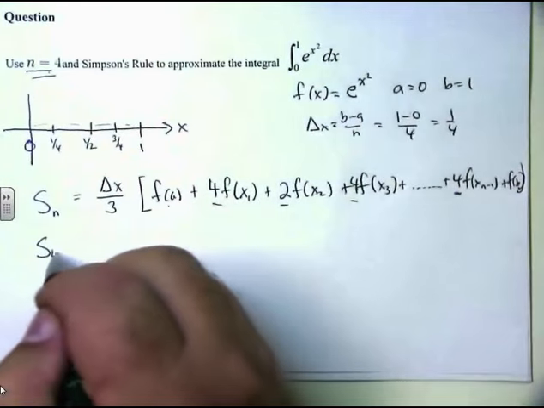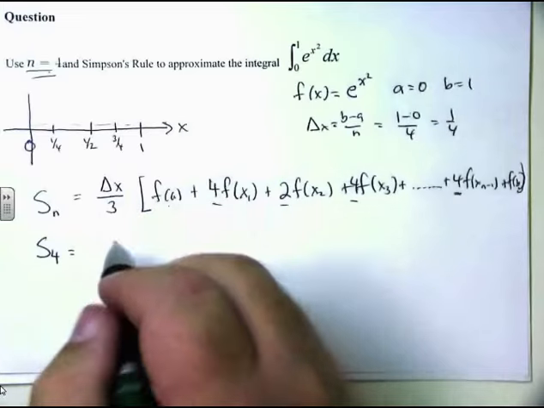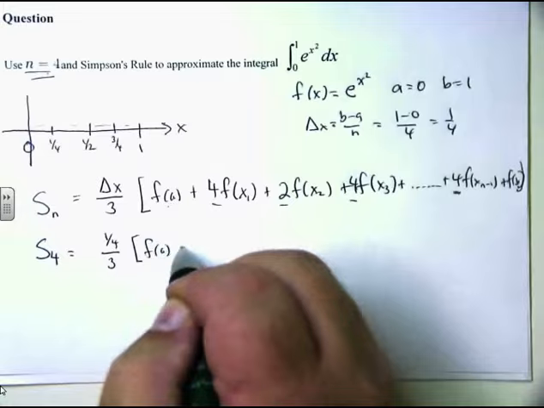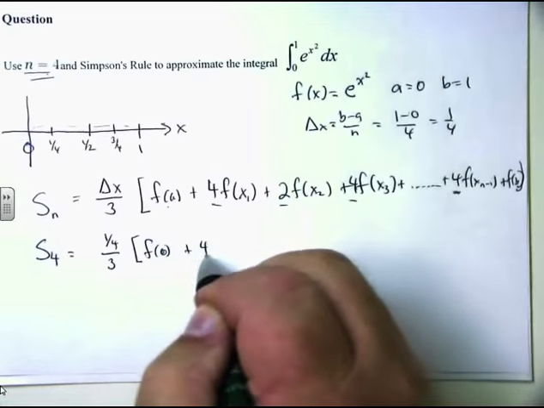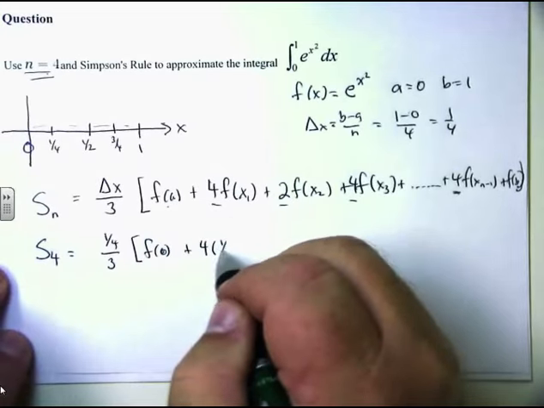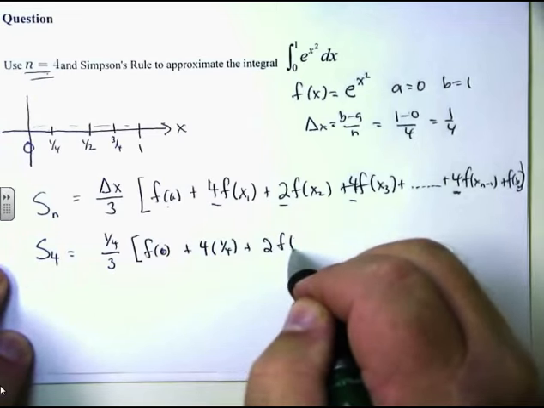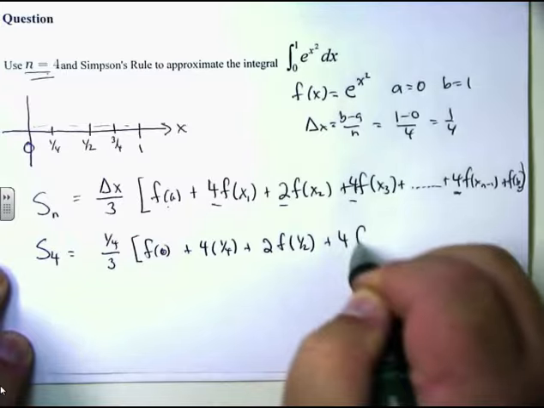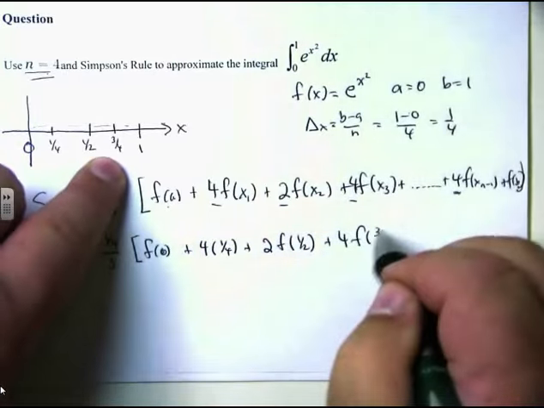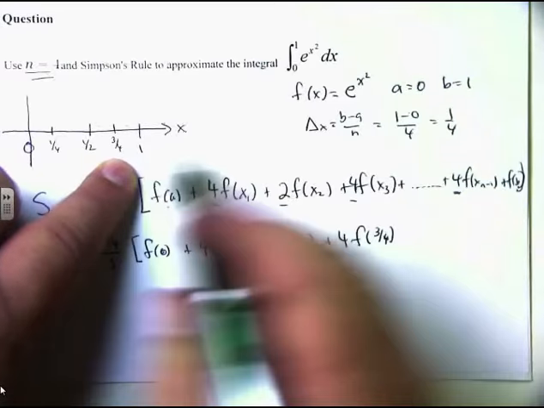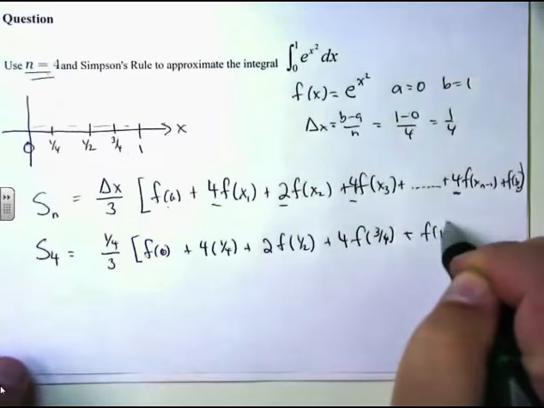So Simpson's rule for n equals 4 would be equal to delta x, which is 1/4, divided by 3, times f of 0, plus 4 times f of your first internal point, which is 1/4, plus 2 times f of 1/2, plus 4 times f of 3/4. But you'll notice 3/4 is your last internal point before your endpoint, plus f of 1.